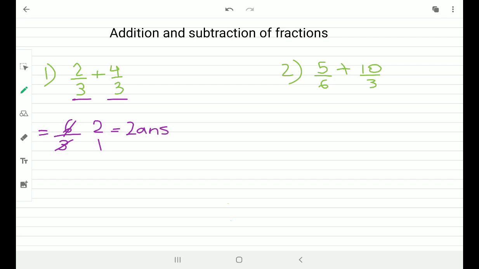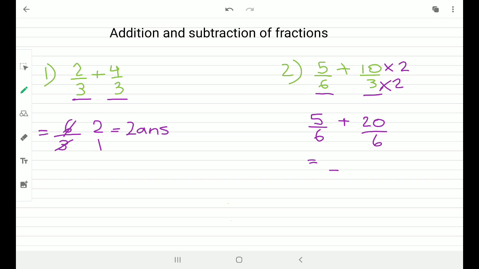Next example is 5 over 6 plus 10 over 3. Here I can see that both the denominators are different. I can change this 3 to 6 by multiplying it with 2. I have to multiply the numerator as well. So 10 times 2, 5 over 6 plus 20 over 6. Now both the denominators are same.